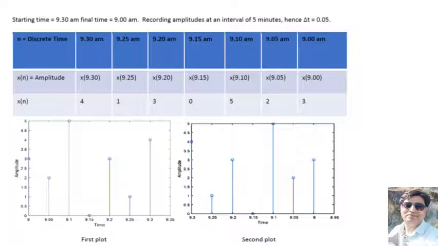In our second plot we have plotted all these values in a reverse order, starting from 9.30 to the last value at 9. Our amplitude values are all in reverse order. We can plot our values in increasing order as well as in decreasing order for all time values.